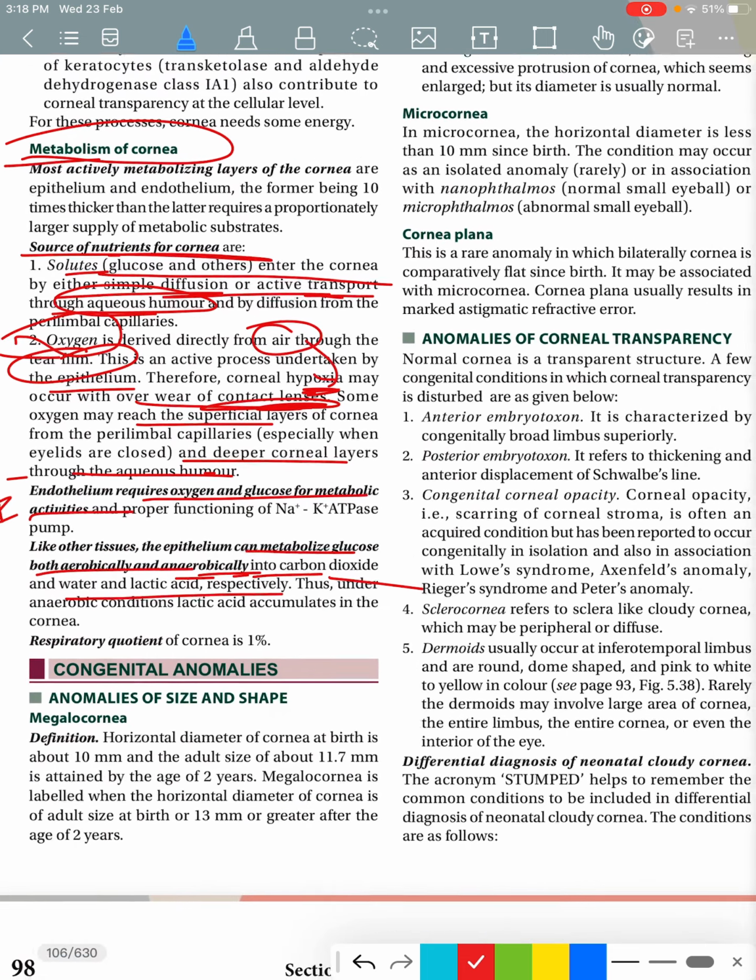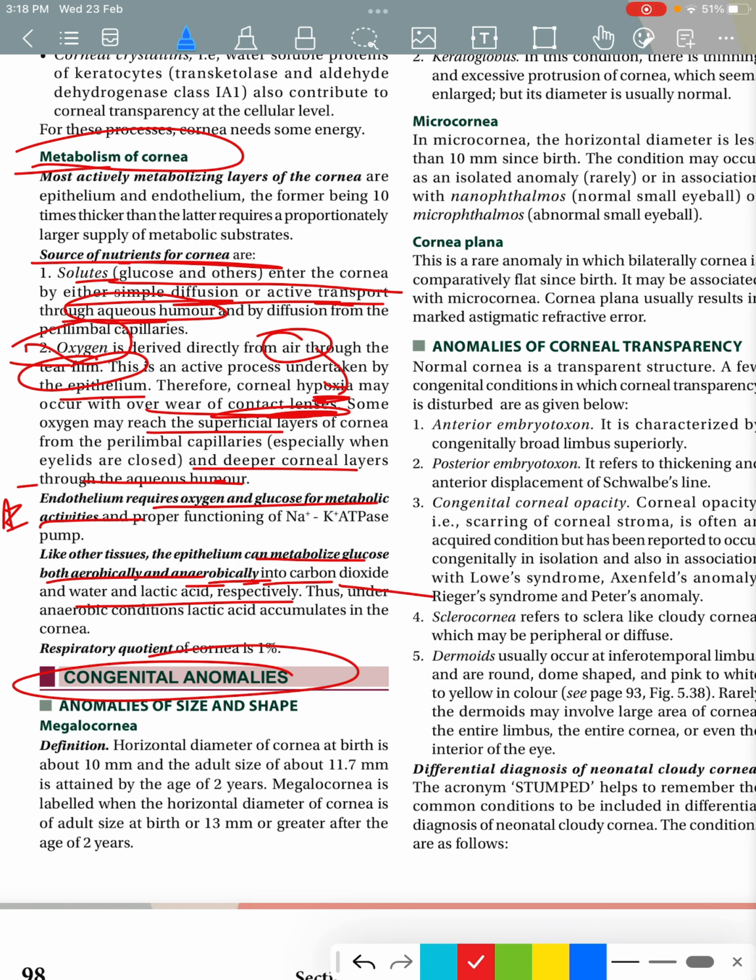Then let's come into the congenital abnormalities of the cornea. First is size and shape.